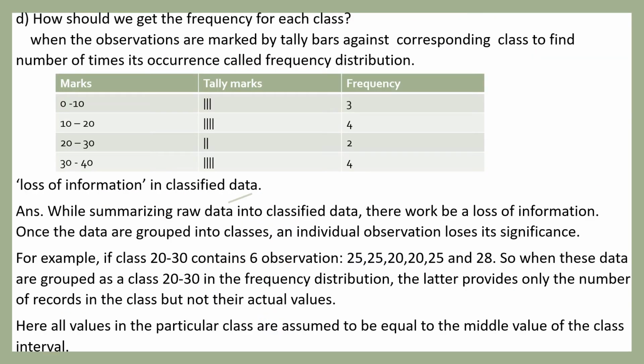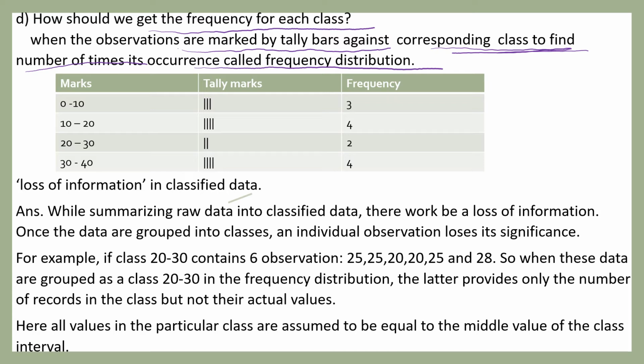How should we get the frequency for each class? How are we going to obtain the frequency? What do you mean by frequency? The number of times a particular value is repeated, that we call frequency. When the observations are marked by tally bars against the corresponding classes to find out the number of times it occurs, it is called frequency distribution.